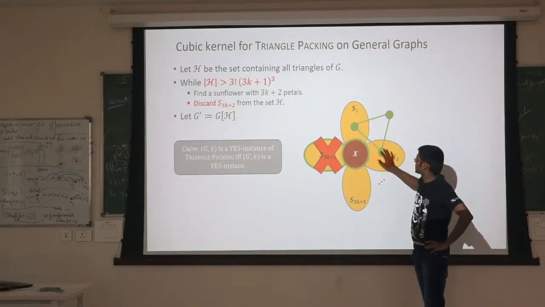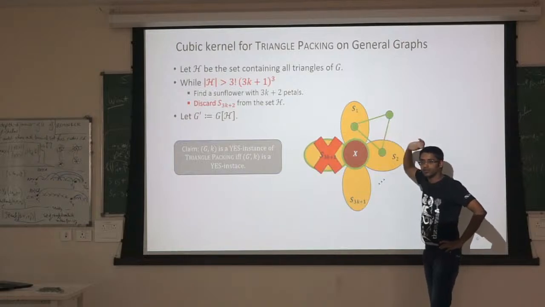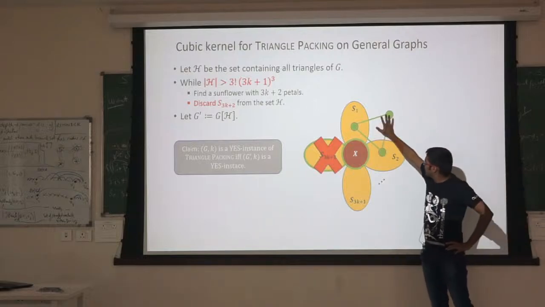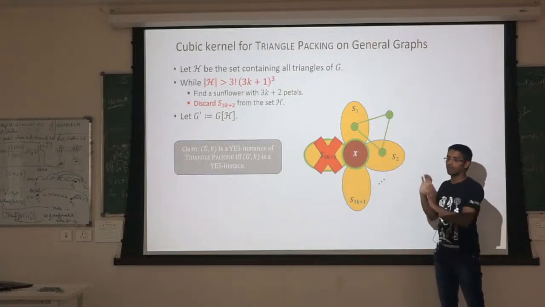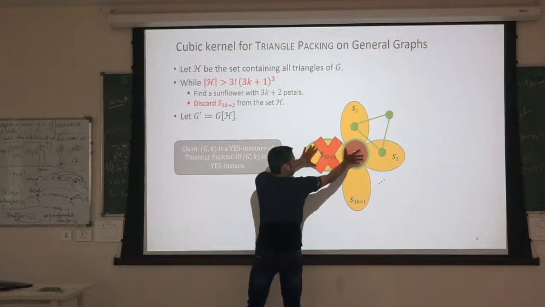Because each petal is disjoint and the triangles are disjoint. Is this argument clear? So, any triangle will hit at most 3 petals. Okay? And how many triangles do we have except this one?